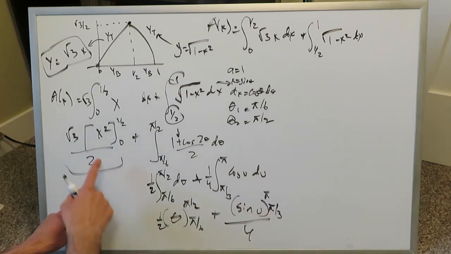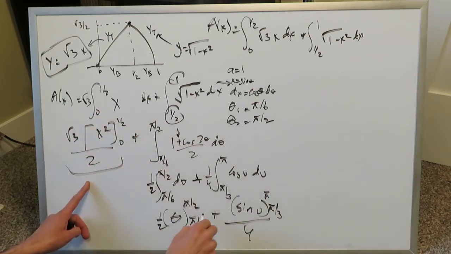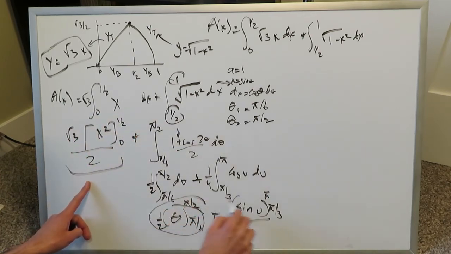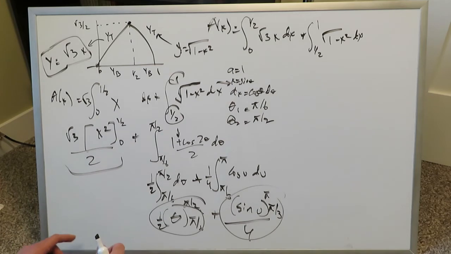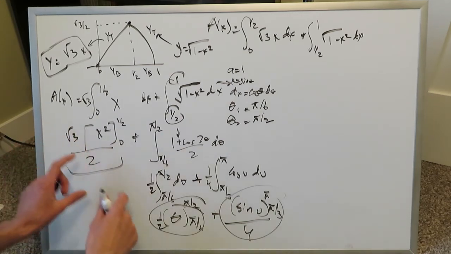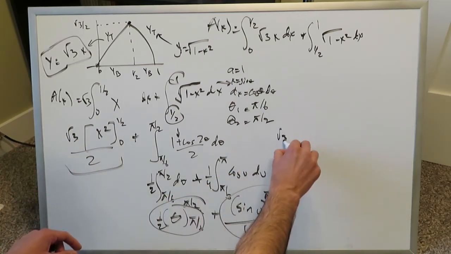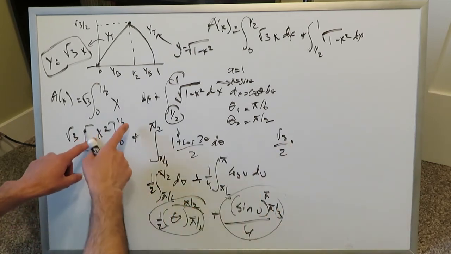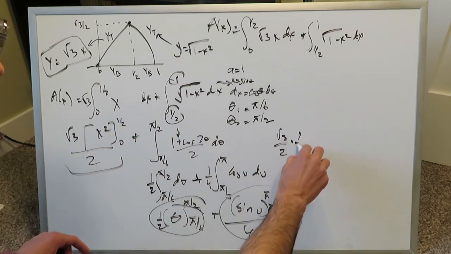So we have all our three things. Here's number 1, here's number 2, and here's number 3. We have to add them up. When you do this procedure right over here, you'll get root 3 over 2 times 1 over 2 squared, which is a 1 over 4.